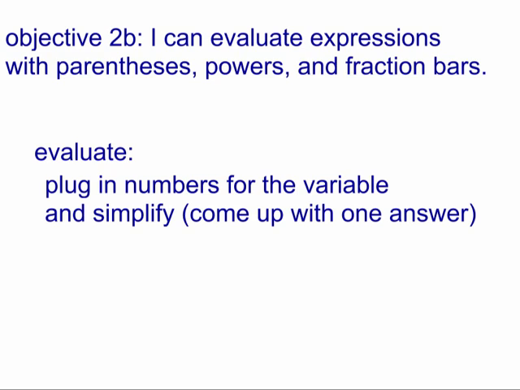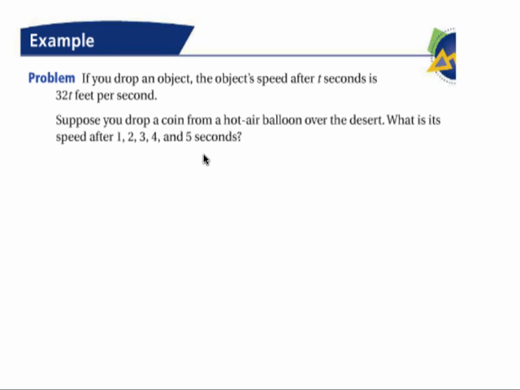So, for instance, let's go ahead with this problem right here. If you drop an object, the object's speed after t seconds is 32t. So there's our formula right there, 32 times t. Suppose you drop a coin from a hot air balloon. Here's my hot air balloon. We'll drop a coin. What is its speed after 1, 2, and 3 seconds?